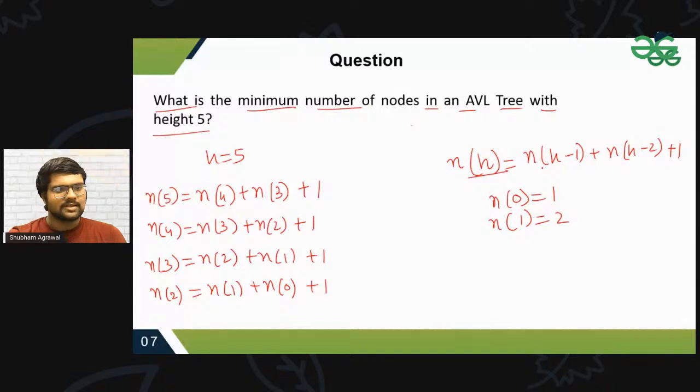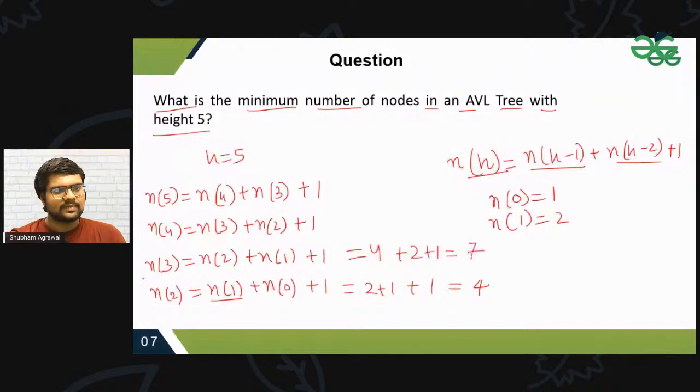Okay. So we know that the value of n of 0 is 1, n of 1 is 2. So it will be 2 plus 1 plus 1, so it will be 4. Okay. Now n of 2 is 4, and n of 1 is 2, plus 1, so it will be 7. So for height 3 we need a minimum of 7 nodes.